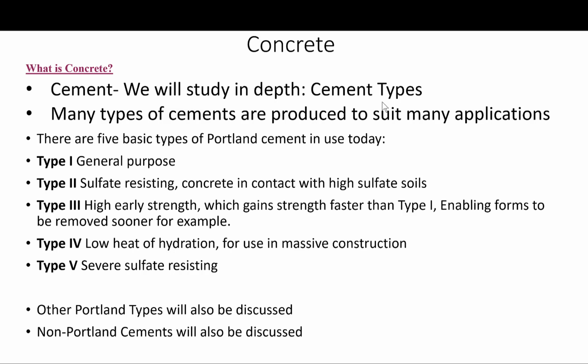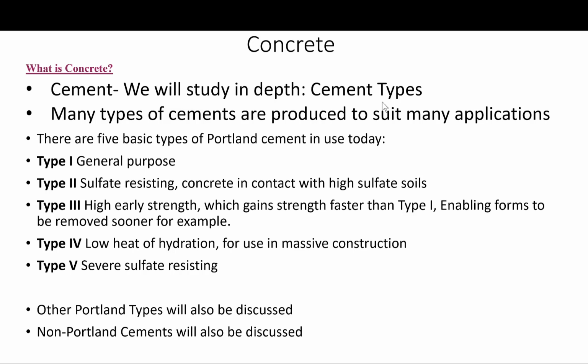Okay, so back again to the cement types and how they are classified. As I said, we will study in depth the cement types. Many types of cements are produced to suit many applications. There are 5 basic types of Portland cement in use today. Type 1, general purpose cement. Type 2, by the way, these are a classification according to ASTM C150. Type 2 is the sulfate resistant cement, used when concrete is in contact with high sulfate containing soils. Type 3, high early strength, which gains strength faster than type 1.